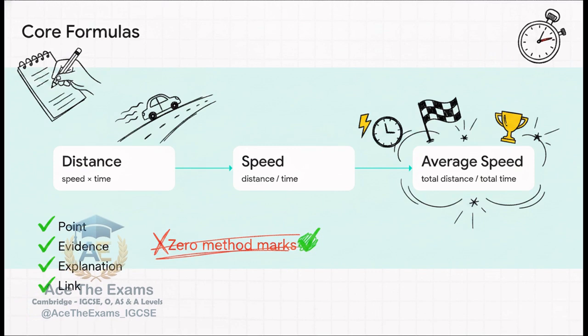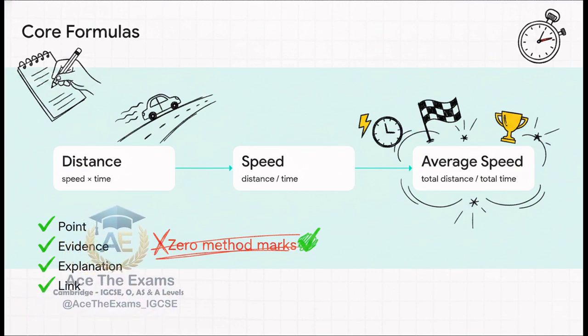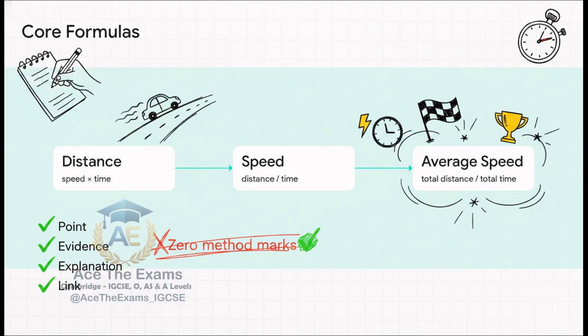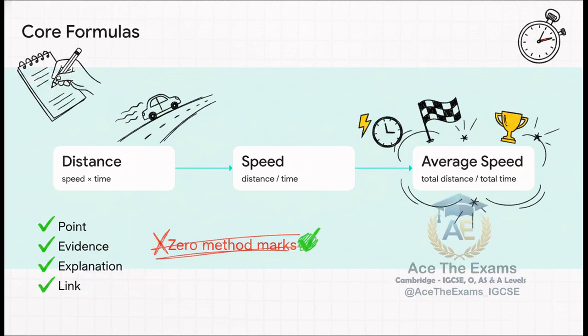Sam originally wrote this on a past paper. It went 100 kilometers in 2 hours, so it's 50. 0 method marks. None. Why? Because the examiner can't see the thought process. Let's apply our proper PEEL framework right now to transform this.